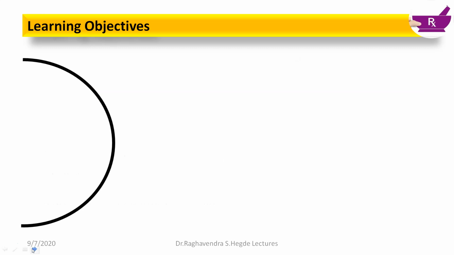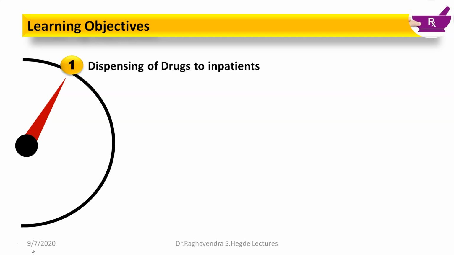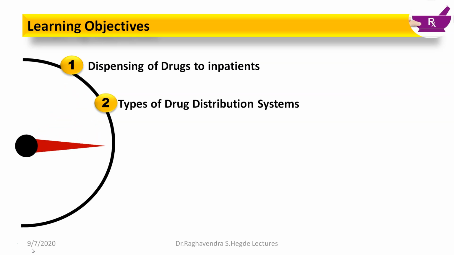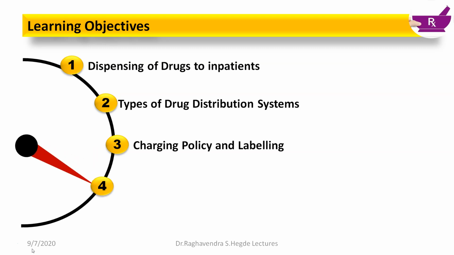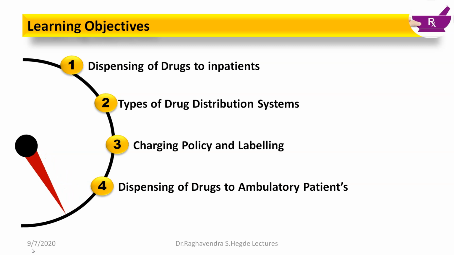The learning objectives of this session: upon completion of this lecture session, you should become thorough. You should be able to define and describe dispensing of drugs to inpatients. You should understand different types of drug distribution systems involved in hospitals. Then we'll understand the charging policy and labeling in the hospitals, dispensing of drugs to ambulatory patients, and finally, the process of dispensing of controlled drugs.